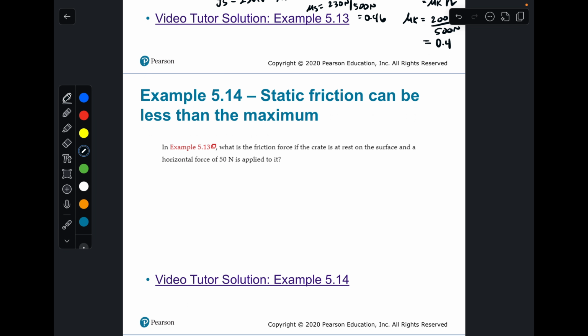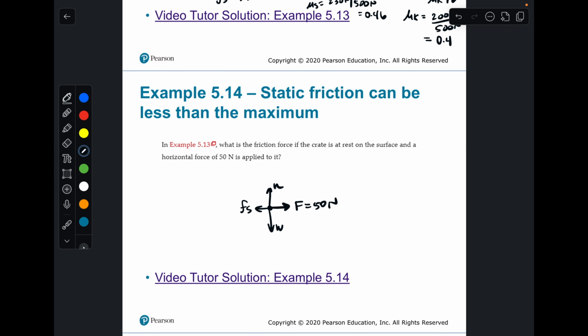So in this previous example, what is the frictional force if the crate is at rest on a surface and a horizontal force of 50 newtons is applied to it? What's the frictional force? So we have our crate, we of course have our normal and our weight, and now we have only a 50 Newton force pushing or pulling on the crate. And then this is our static frictional force. So we're going to apply Newton's first law. And we see that the static frictional force is going to equal 50 newtons.